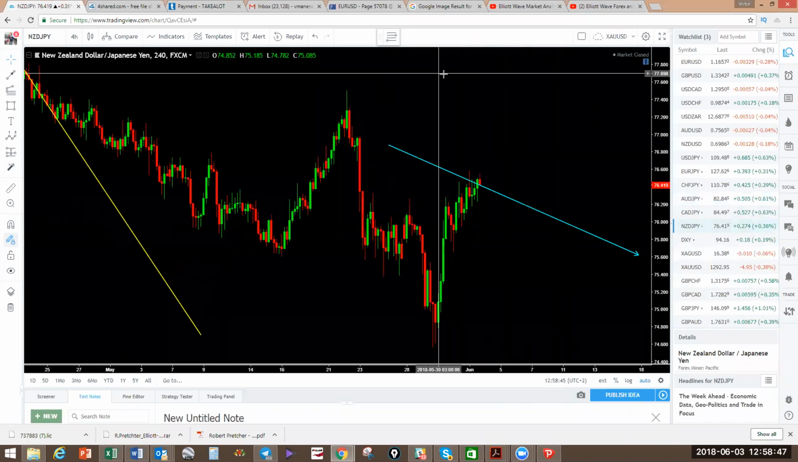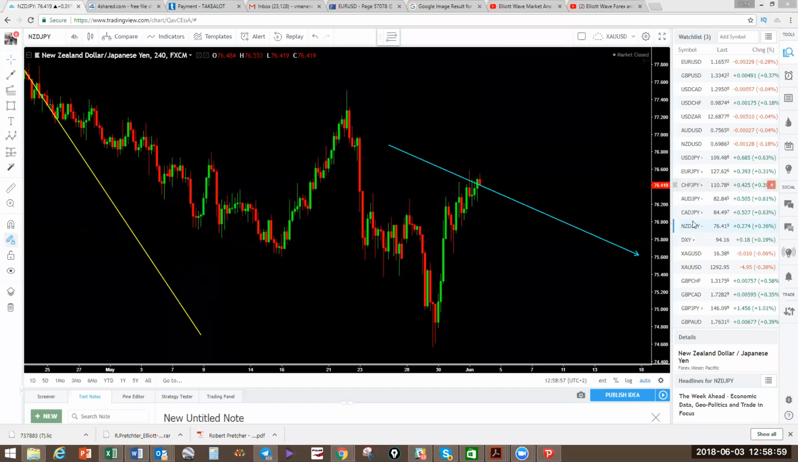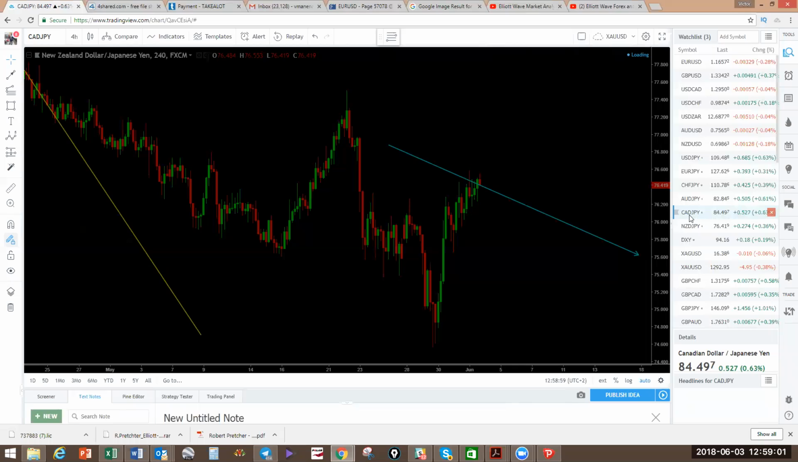New Zealand JPY. New Zealand may drop a bit because of this diagonal that is forming here. May give you a one like that before it goes to the upside. So wait for the structure on New Zealand. That is on the 4 hour. And CADJPY.